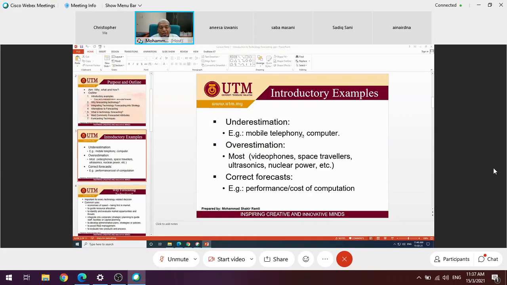Of course now they have established Proton City, and they have expanded the manufacturing. The capacity has also grown, and of course they try to match the production capacity with the sale figure. Okay. Another example is about overestimation. Then we can appreciate the importance of technology forecasting.